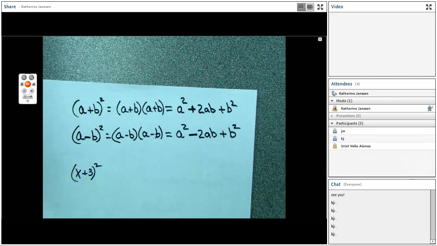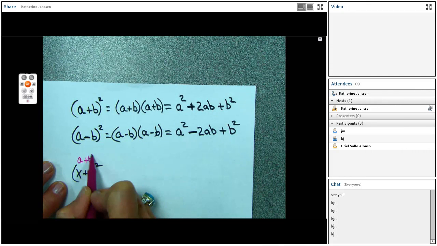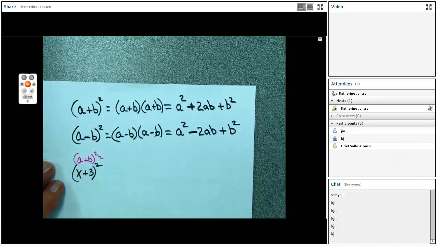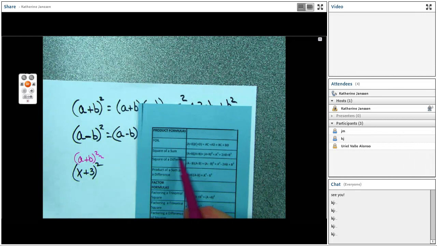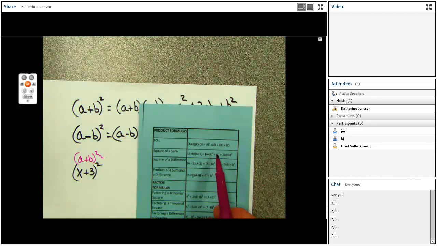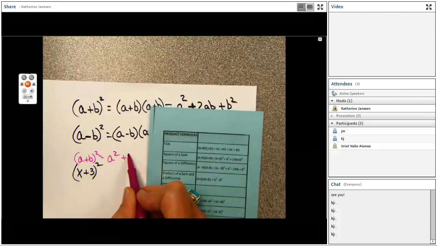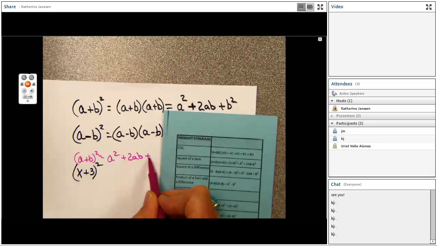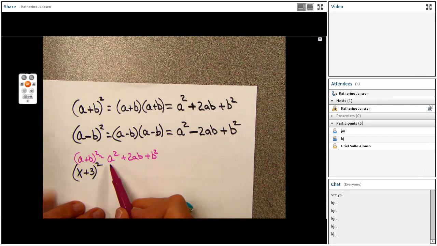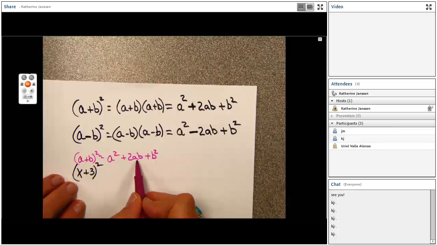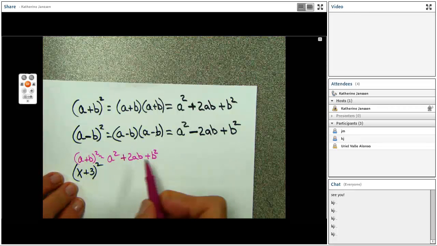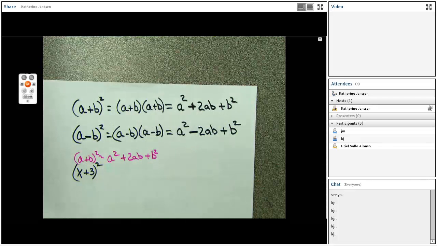X plus 3, the quantity squared. Well, that's a plus b, the quantity squared. That's the square of a sum. I recognize it on my blue card, a plus b squared. I can expand it as a squared plus 2ab plus b squared. Square the first term. I'm going to be collecting two like middle terms. They're going to be positive. And square the last term. Whenever you square a positive or a negative value, it's going to be positive.